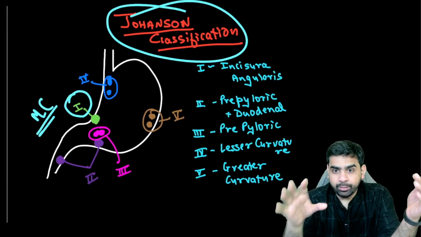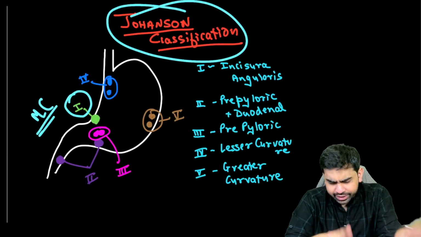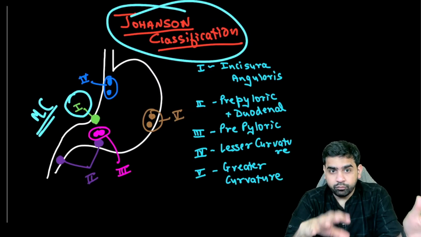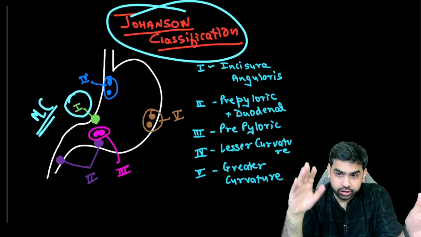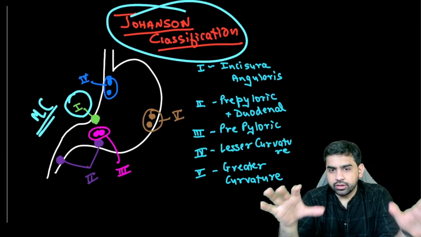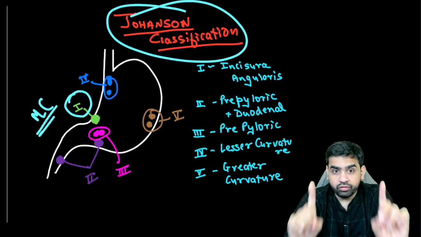What about type 3? Type 3 is basically located at the antrum of the stomach, the pre-pyloric region or something like that. What about type 4? Type 4 is basically located on the lesser curvature. What about type 5? Type 5 is basically NSAID induced. Okay, so this is NSAID induced. I hope you have understood this particular point.